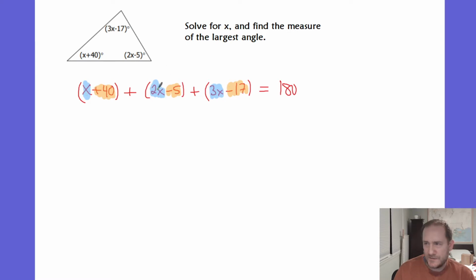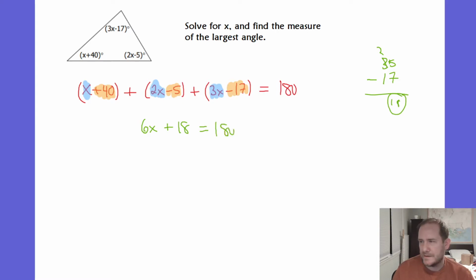So x and 2x is 3x, plus 3 more x's would be a grand total of 6x. Then 40 take away 5 is 35, and then 35 take away 17. I'm going to screw this up. Feels like 18 to me, doesn't it? Yeah, 18. You guys will have a calculator on you, I hope. So plus 18 equals 180.